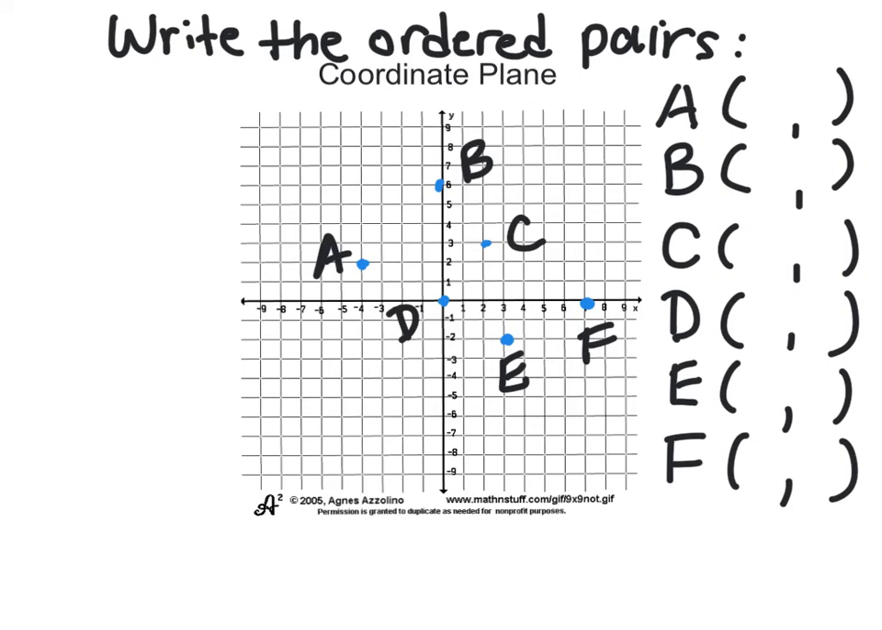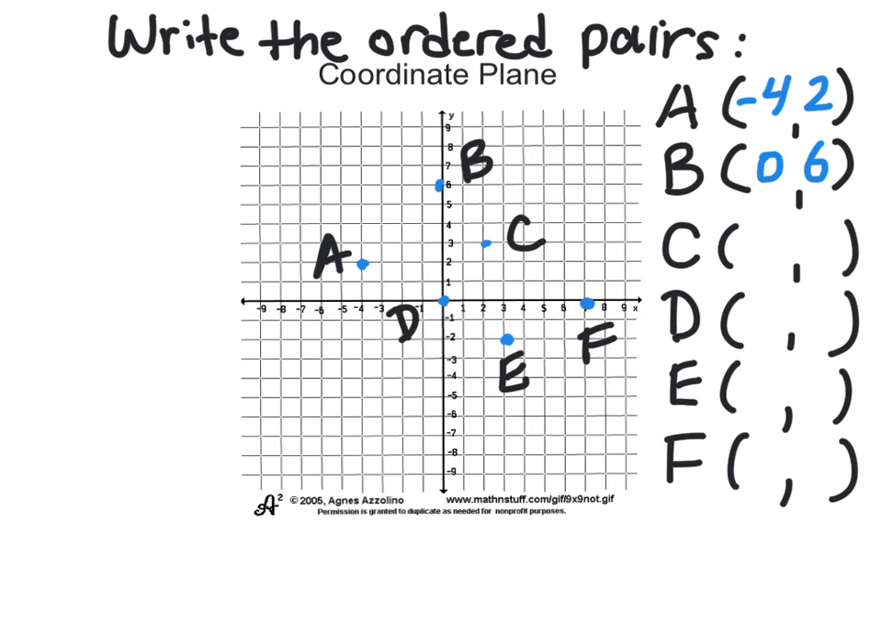Welcome back from pausing the video. Let's start with point A. Point A is left 4 and up 2. So point A is -4, +2. Point B is right on the y-axis. So the x value is 0. We didn't go right, we didn't go left. And then the y value is 6.